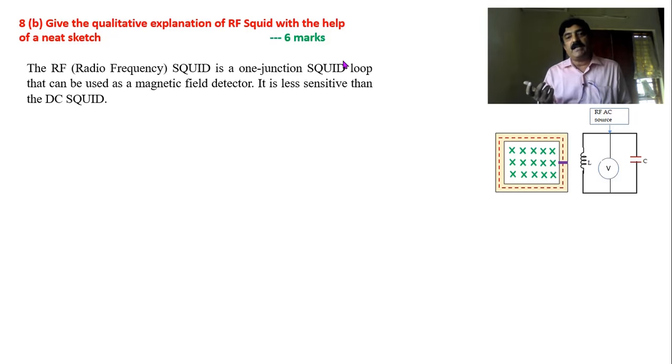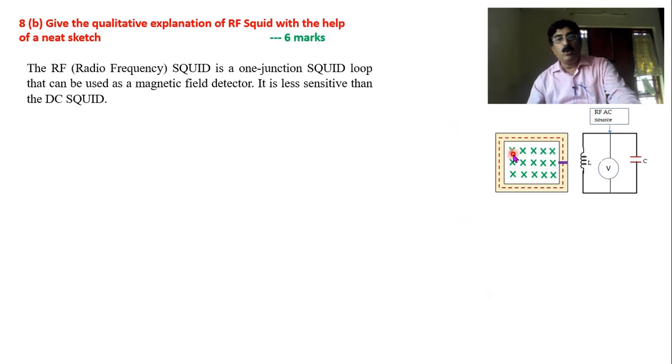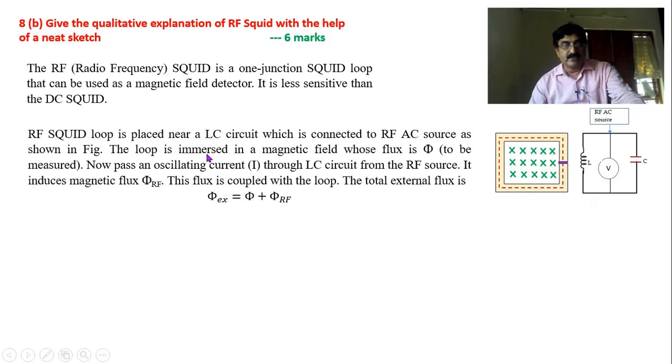Okay, whenever there is current in the inductor or in the conductor, there will be a magnetic field. So the magnetic field is produced by the current. Therefore, at the site of my SQUID, there will be two magnetic fields. One is the applied magnetic field, another one is the field produced by this circuit. See, this circuit is also called a tank circuit.